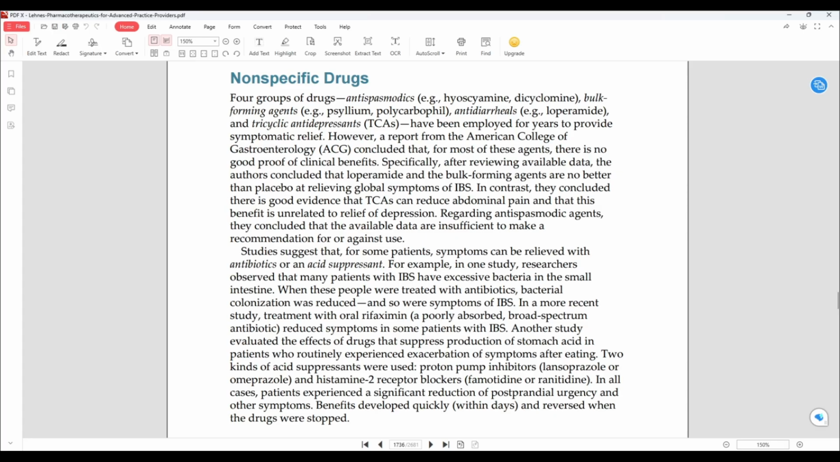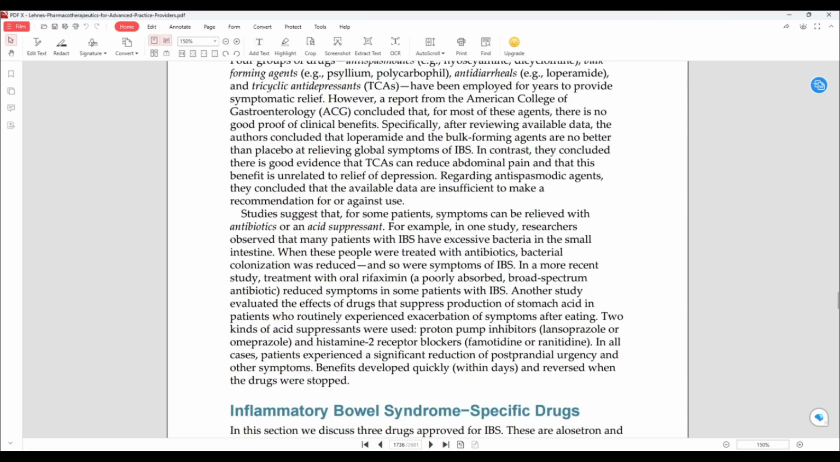However, a report from the American College of Gastroenterology concluded that for most of these agents, there is no good proof of clinical benefit. Specifically, after reviewing available data, the authors conclude that loperamide and the bulk-forming agents are no better than a placebo at relieving global symptoms of IBS. In contrast, they concluded that there is good evidence that TCAs can reduce abdominal pain and that this benefit is unrelated to relief of depression. Regarding antispasmodics, they concluded that the available data is insufficient to make a recommendation for or against its use.